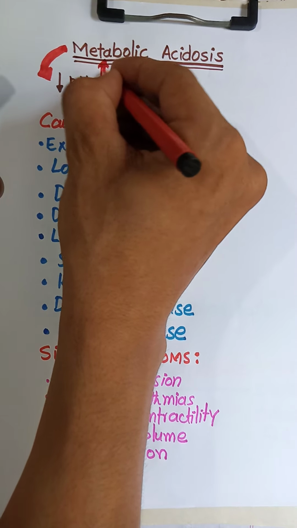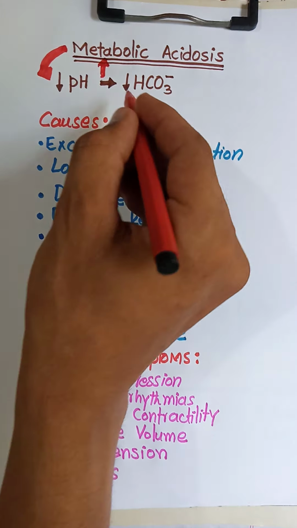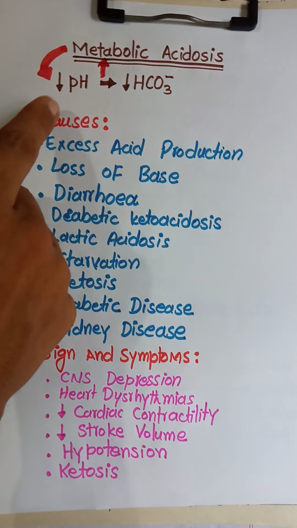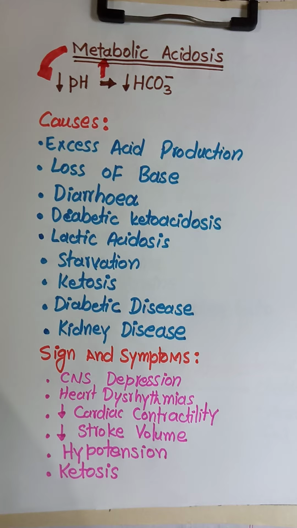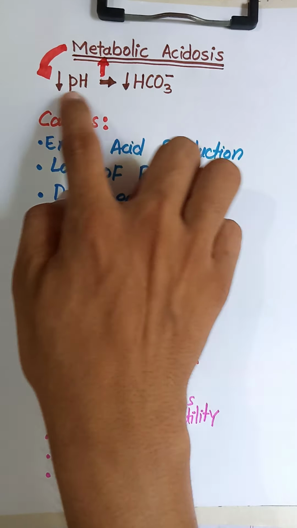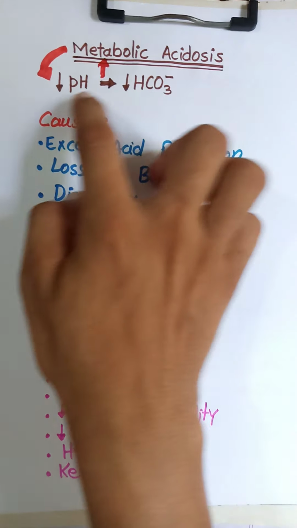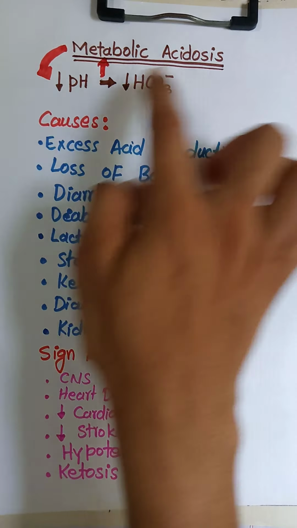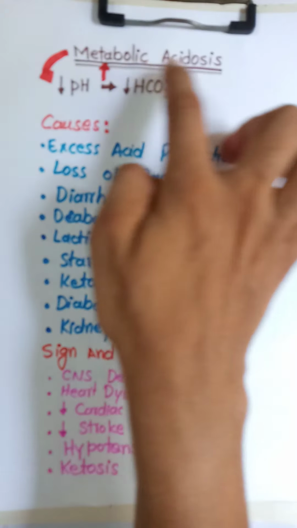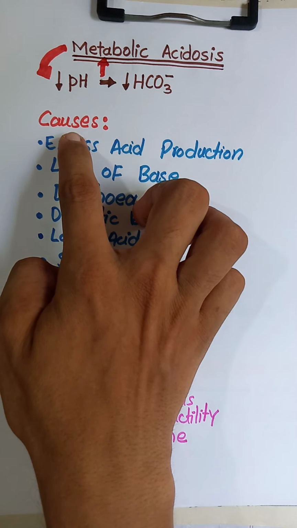If bicarbonate ion decreases and pH of the body fluid also decreases in the same direction, then it is metabolic. And because pH is decreasing, it is acidosis, metabolic acidosis. Now come to the causes of metabolic acidosis.